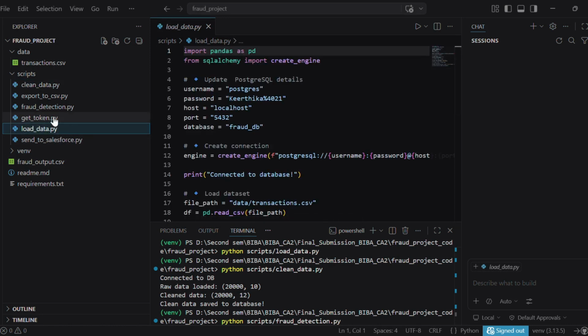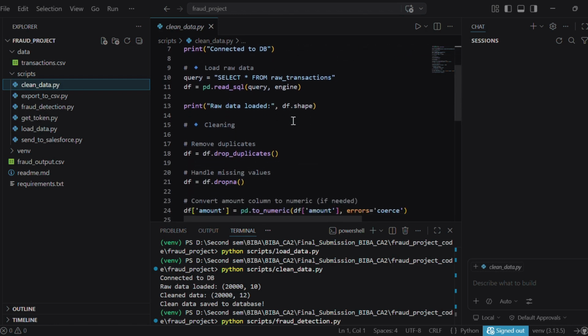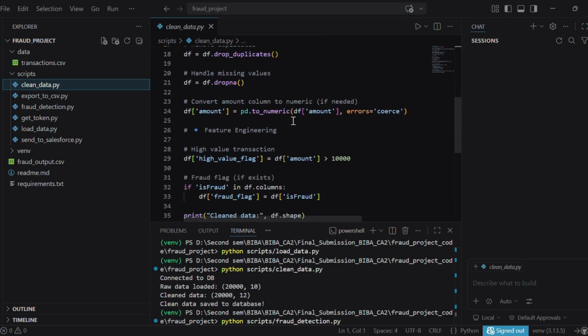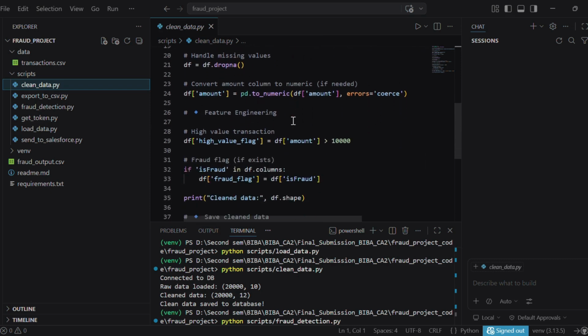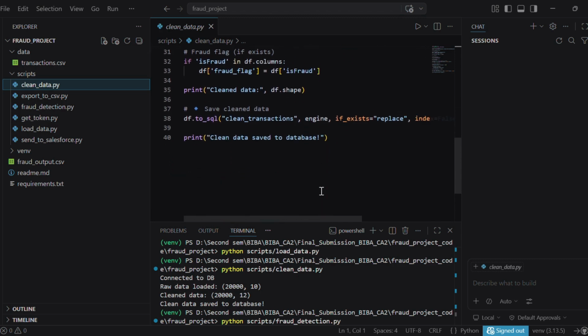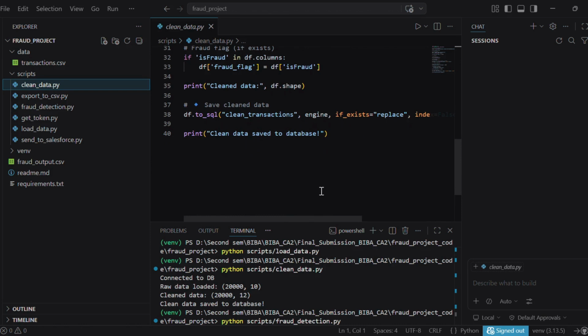Next, we perform data cleaning to remove inconsistencies, handle missing values, and standardize the data sets. After cleaning, we apply feature engineering to improve the analytical capability of the system. For example, we create a column called high value flag, where transactions above 10,000 are marked as high value. We also created a fraud flag and generated additional features such as risk level and fraud probability. The features help in identifying high risk transactions more effectively.